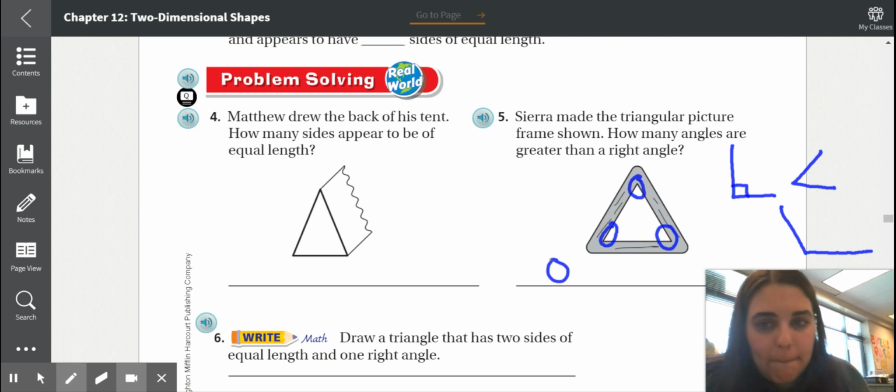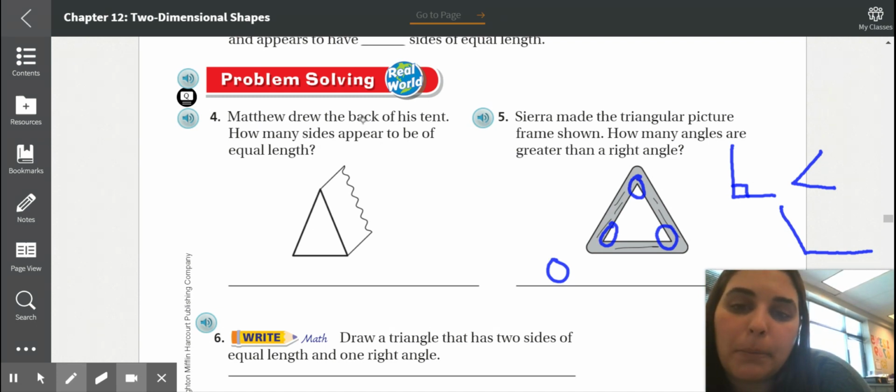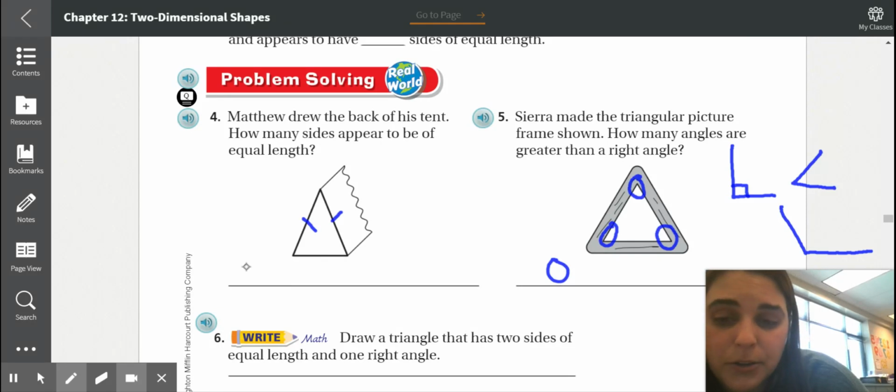Let's do number 4. Matthew drew the back of his tent. How many sides appear to be of equal length? So we're looking at the sides here. Well, this side and that side look to be the same. This bottom one, no. So we would say 2 sides appear to be of equal length.